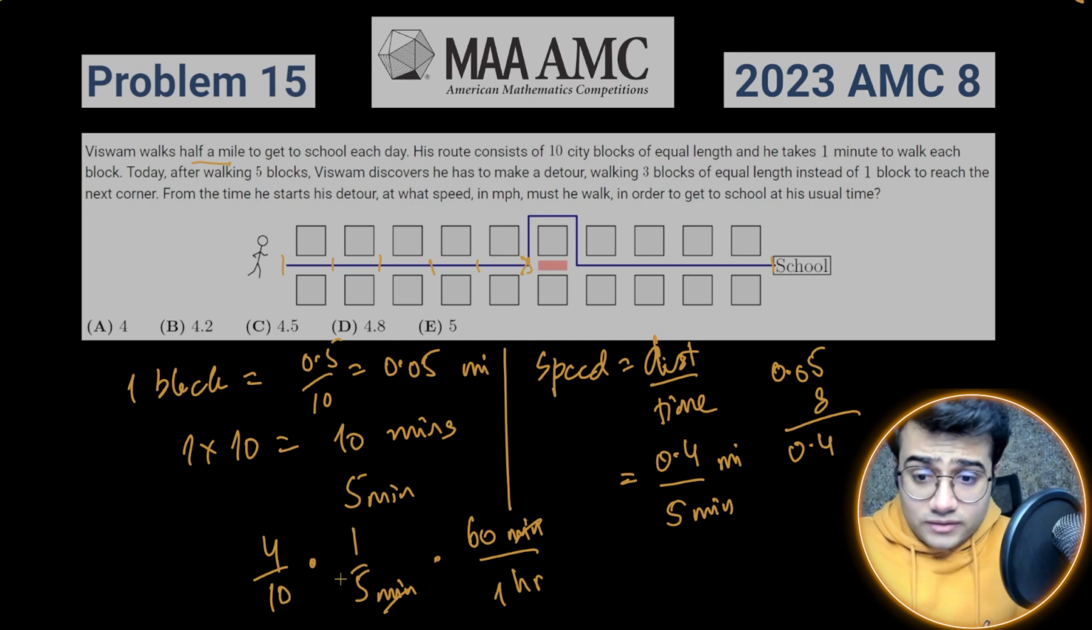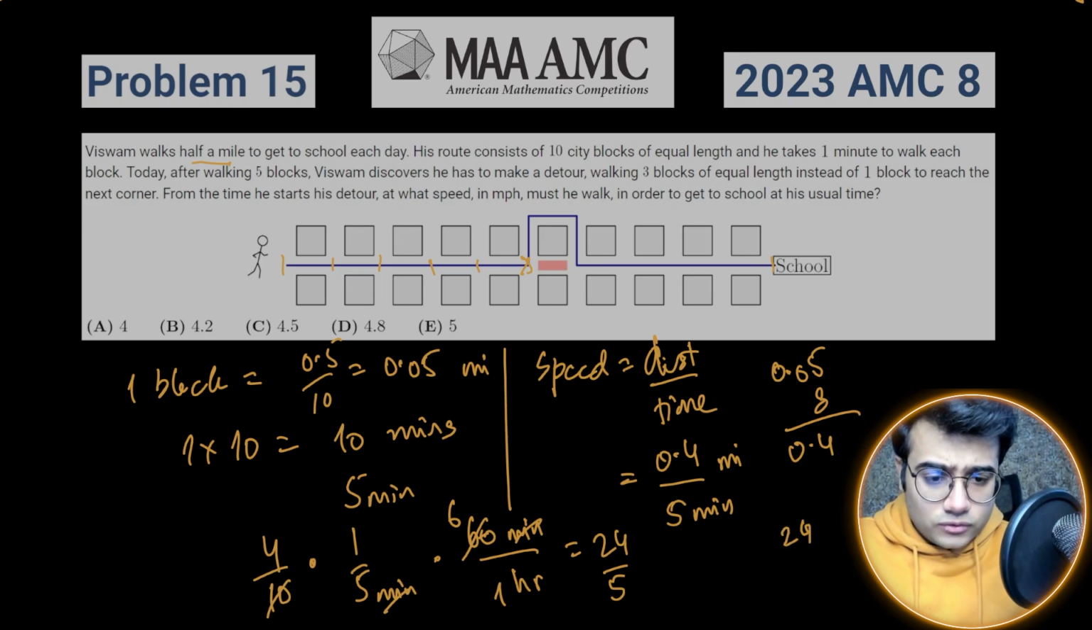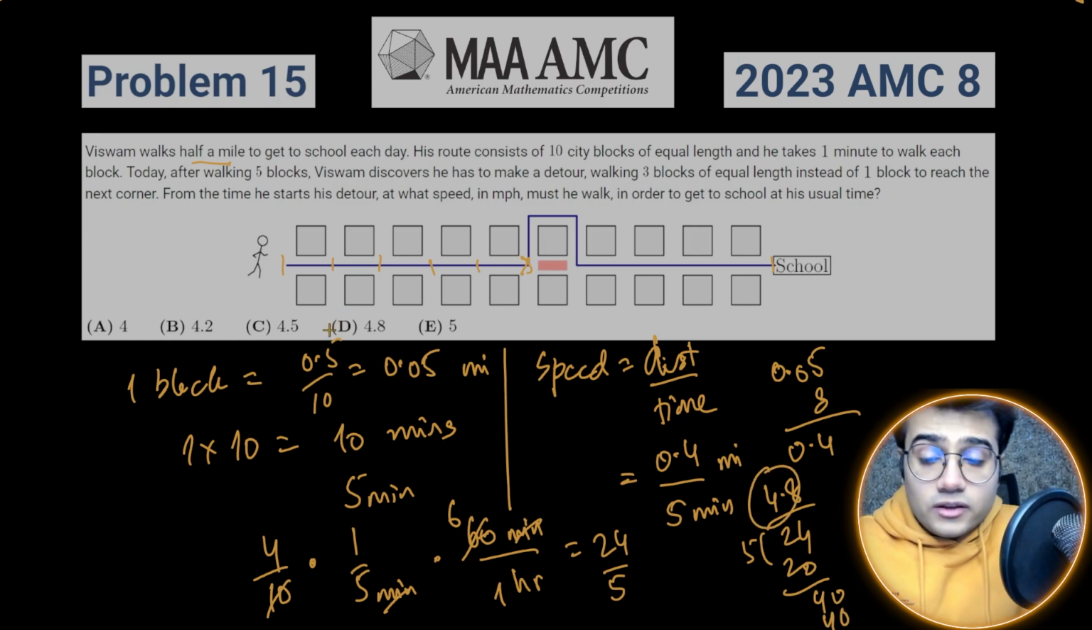So let's just simplify. This is going to make it a 6. So we have 4 times 6, which is 24 over 5. Now, what is 24 over 5? Well, we can just do long division. We don't have to overthink this. So 24 divided by 5. Well, 5 times 4 is 20. You subtract, you get a 4. You can put a decimal, you can put a 0 here. 5 times 8 is 40. So the answer is going to be 4.8. So the answer is D.